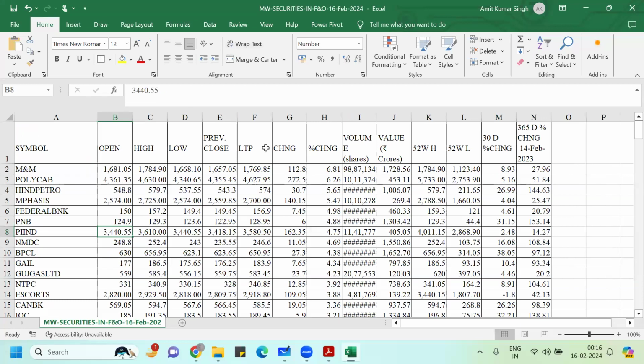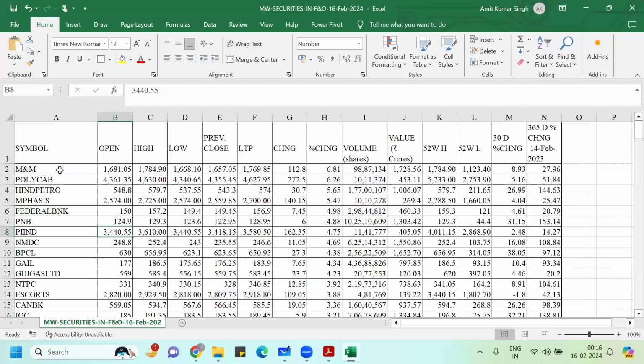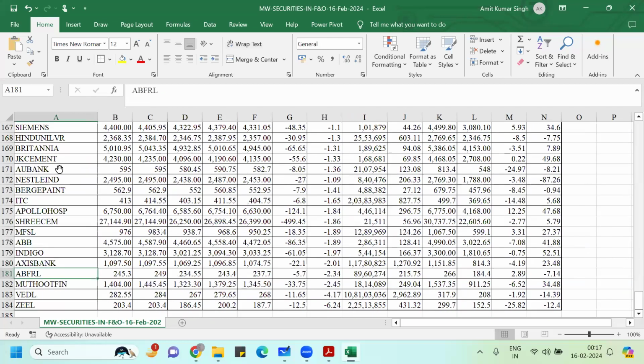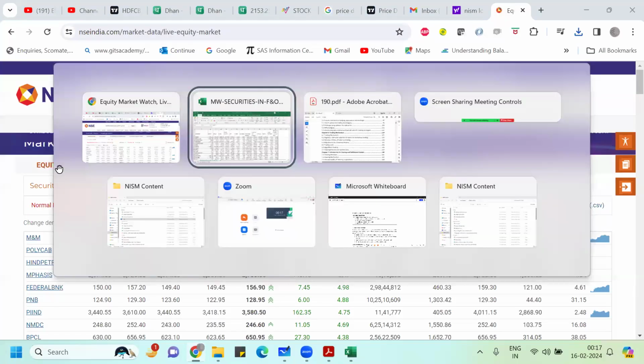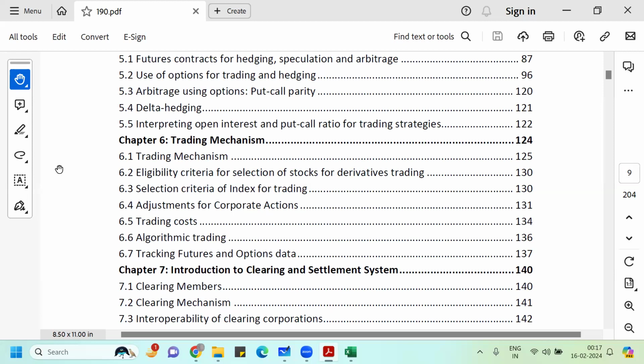From NSE website. In the futures and option market, find how futures are different from forward contracts and why options are being used so much in trading and all. I'll try to clear those kinds of questions if you have them in your mind.